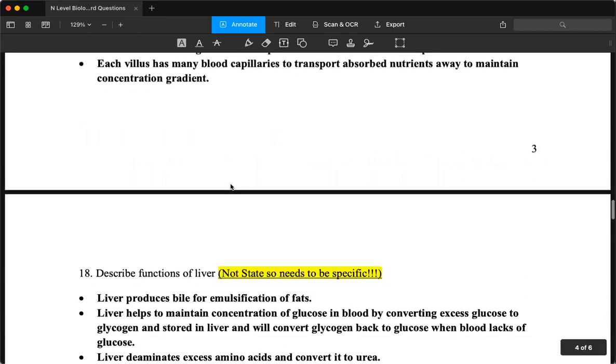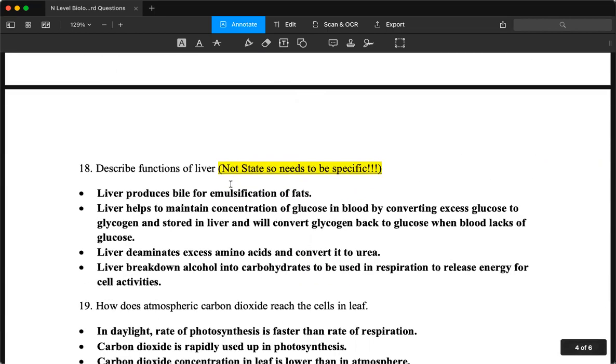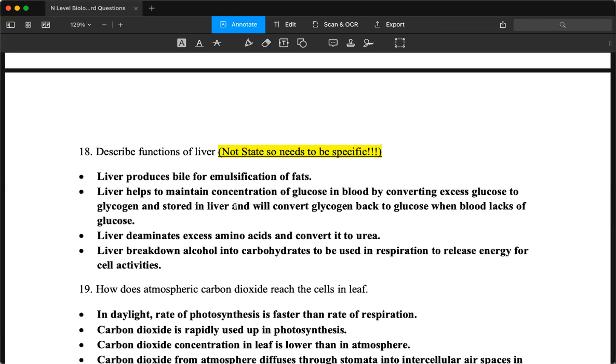Now, for functions of liver, it's not just stating. So you need to be specific in like, what does it do? What does it convert? So liver has 4 functions. You need to remember all the 4, it appeared before. Number 1, liver produces bile for emulsification of fats.